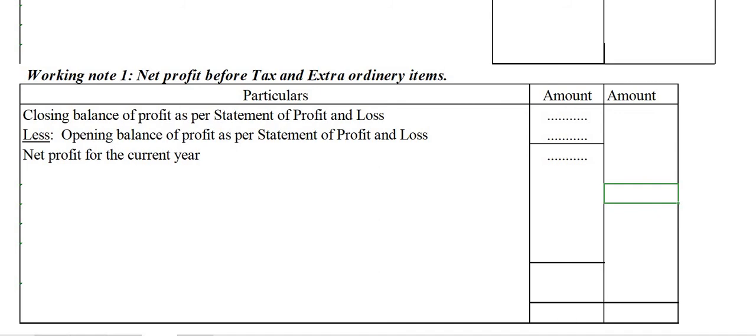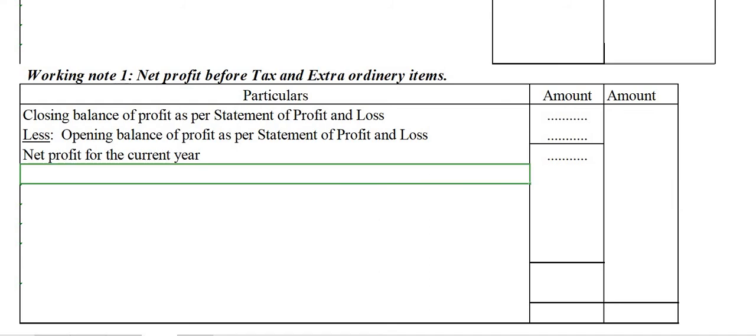So from that we have to deduct all the extraordinary items. That means all the items which we make as an appropriation of profit, like transfer to reserve, then proposed dividend, etc. Okay, so let us write one by one.